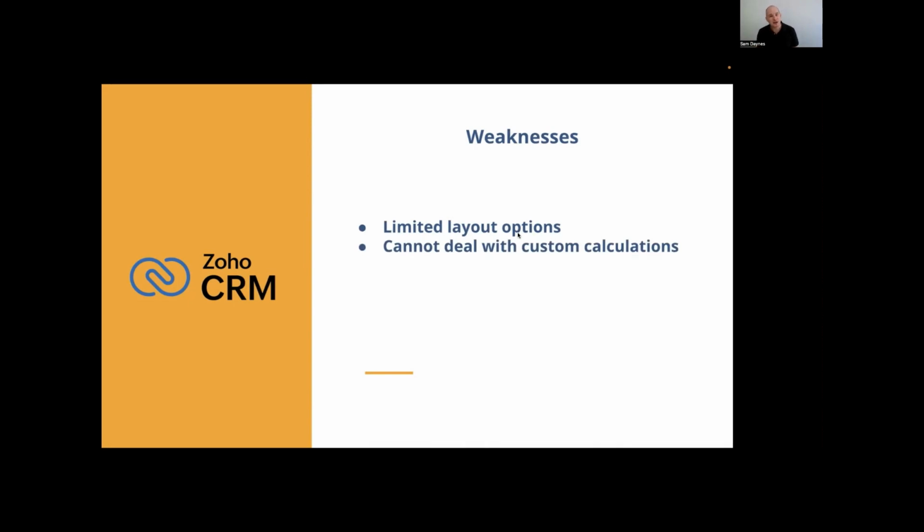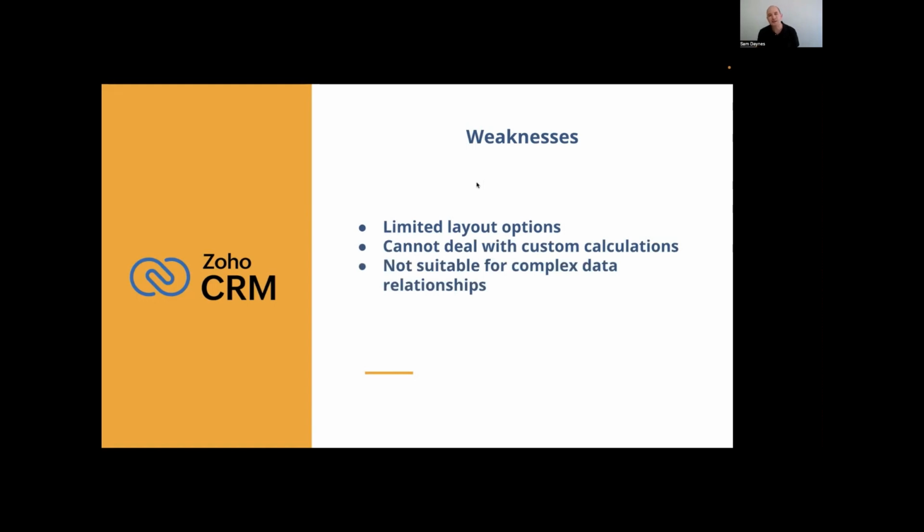You can't deal with custom calculations within a report in Zoho CRM. There are some pre-defined calculations and aggregations, which we'll see in a moment, but you can't create your own formulas. You can create formulas in custom modules and fields within the CRM, but you can't do it in the report. So keep that in mind if you've got a custom formula or a mathematical formula that you want to apply when you're building your reports.